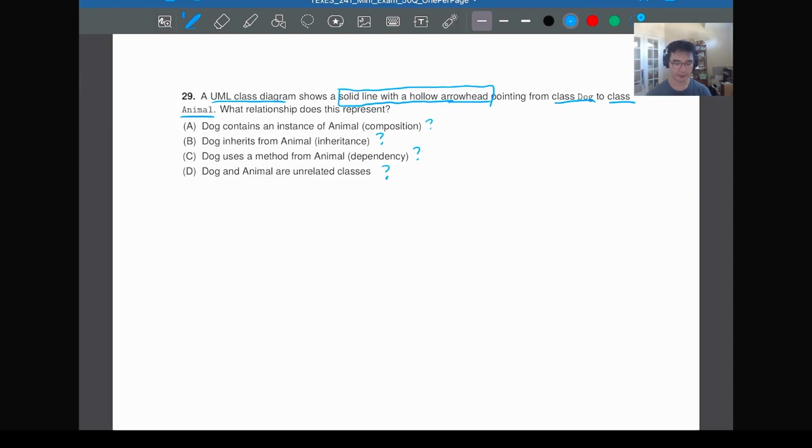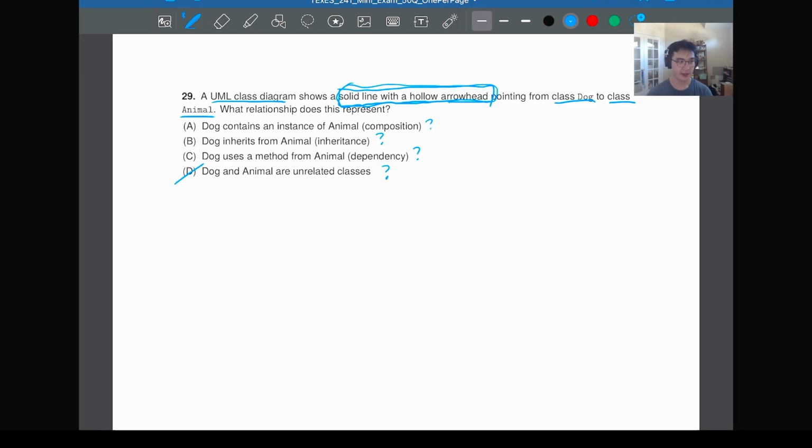Well, first off, this right here, the solid line, this means there is some relationship between these two classes. So you can immediately eliminate D. There's some relationship between dog and animal, but what exactly is it? Does the dog contain an instance of animal? Is that composition? Not quite. That doesn't really make sense for a dog class to contain an instance of the animal class within the dog class construct.